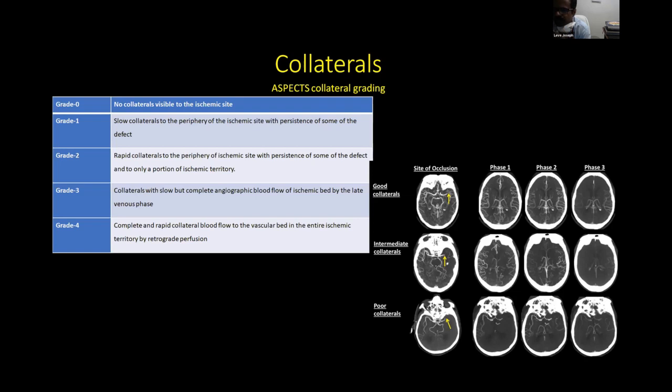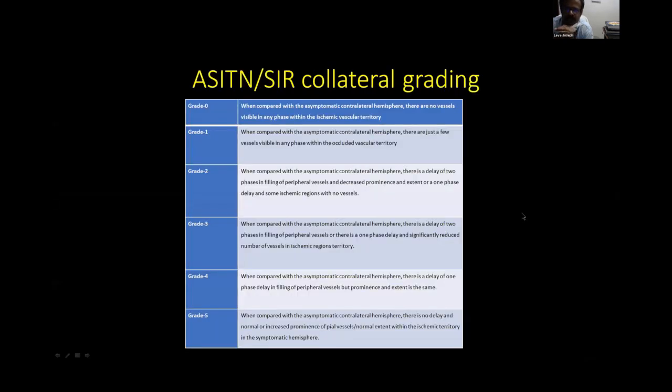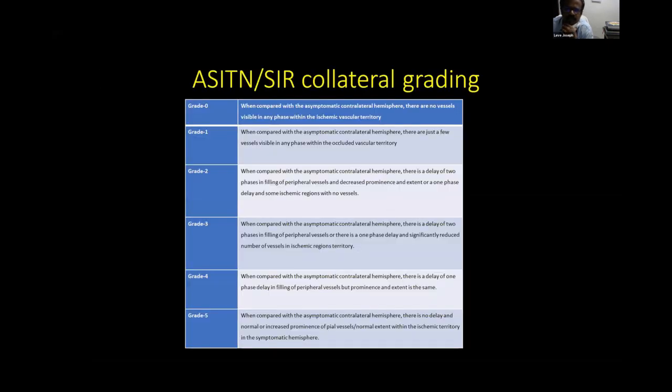Of course, you can correlate this collateral status with the clinical scoring, NIHSS scoring, and come to a conclusion whether to intervene or not. This is one method. Another is you can compare with the other side and grade the vasculature, M2, M3, M4 branches. These are the things available in the literature. Any questions so far?